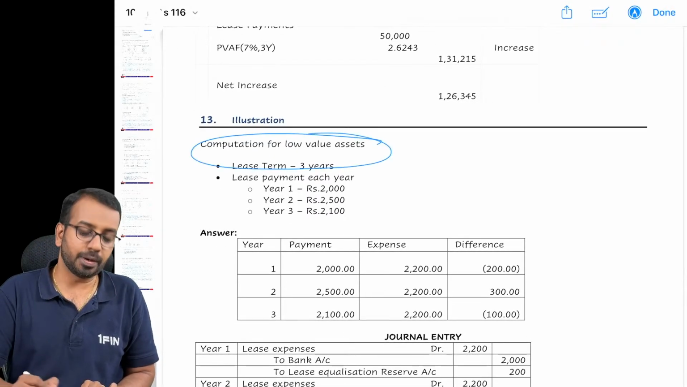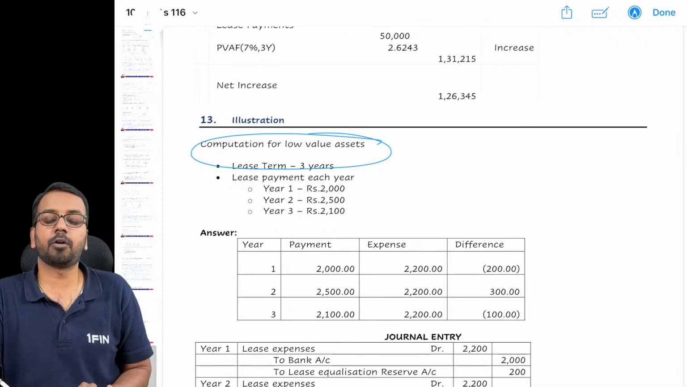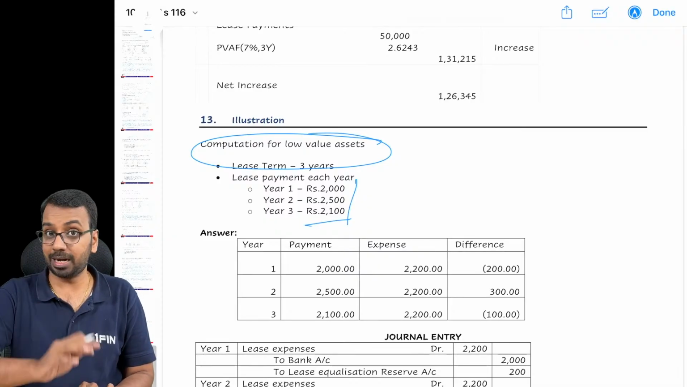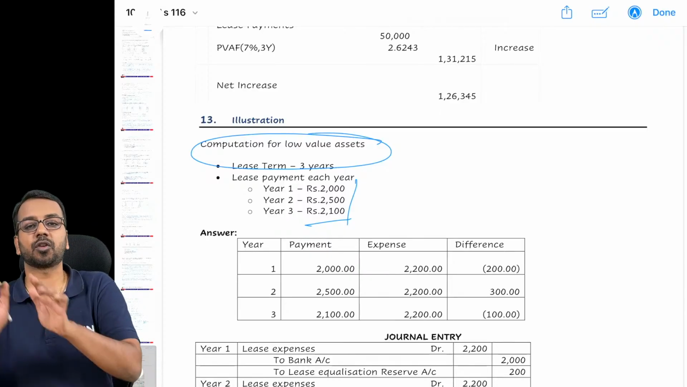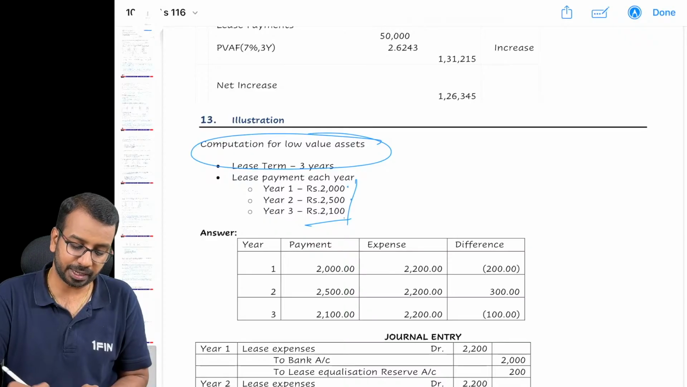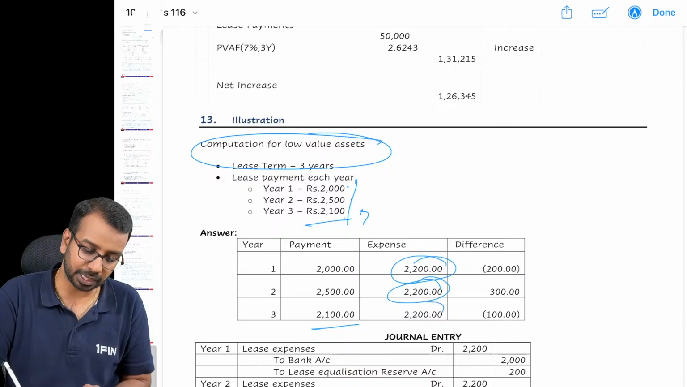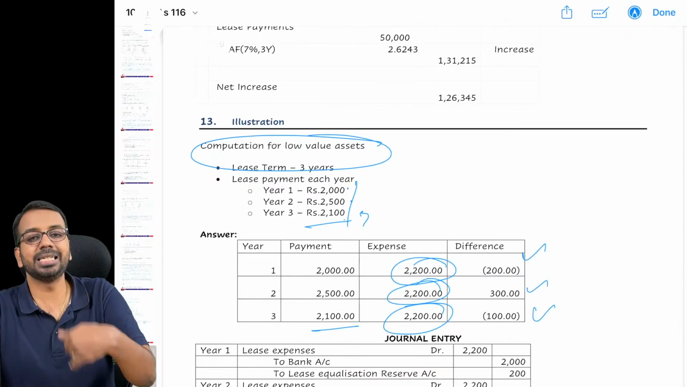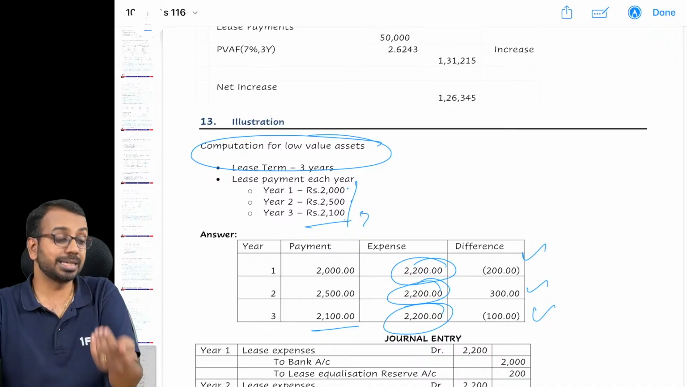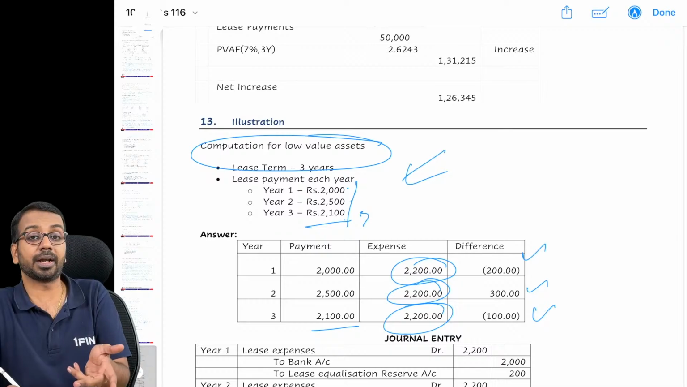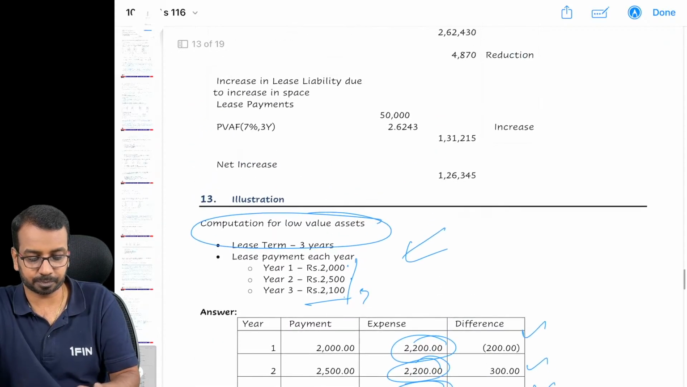If at all there are low value asset and we opt for exemption, this has to be done on SLM basis. Don't forget this. Low value asset and operating leases for the lessor, you will do it on SLM basis. So here 2000, 2500, 2100, totally you will divide it by 3 and every year you will account for the expense at 2200. Balance will be accounted for as lease equalization reserve or lease receivable and lease payable. This is one thing where students tend to forget in the examination.